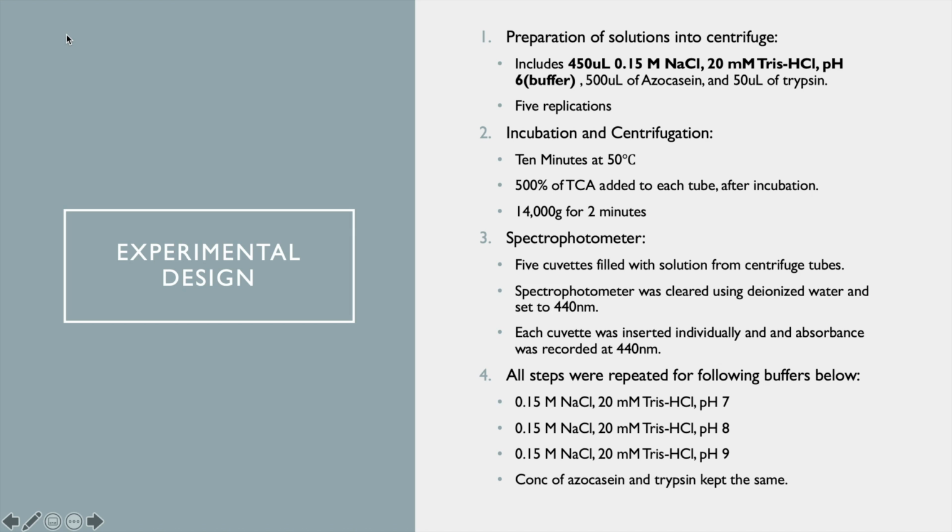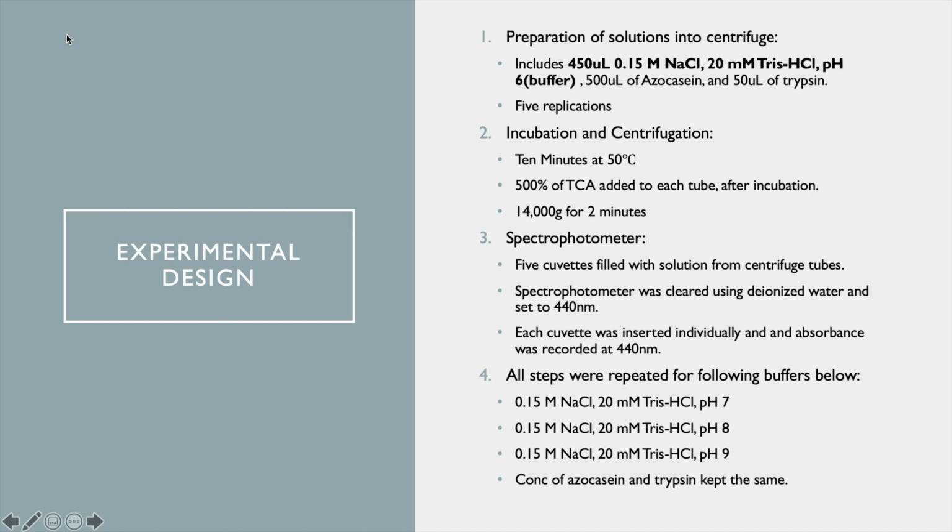I first began by gathering 5 1.5 ml clean centrifuge tubes. I filled the 5 centrifuge tubes with 450 microliters of 0.15 molar sodium chloride and 20 millimolar Tris-HCl to achieve a buffer at pH 6. I added 500 microliters of azocasin and 50 microliters of the enzyme trypsin into each of the centrifuge tubes. The 5 tubes were incubated at 50 degrees Celsius for 10 minutes.